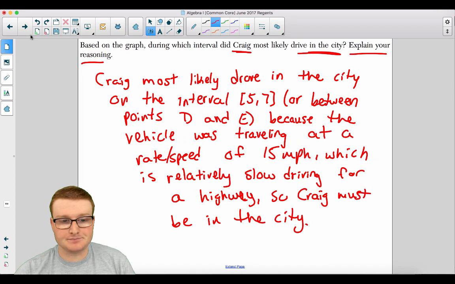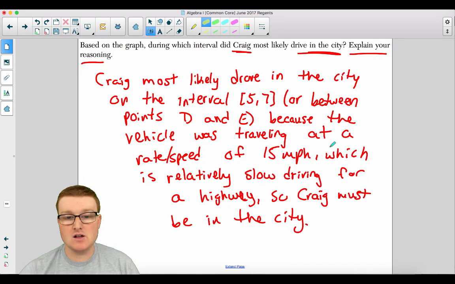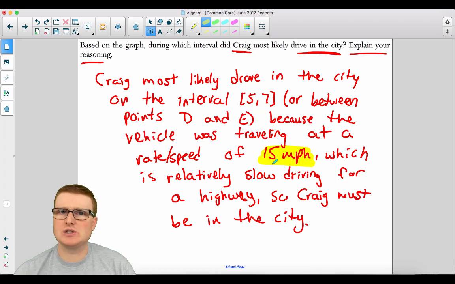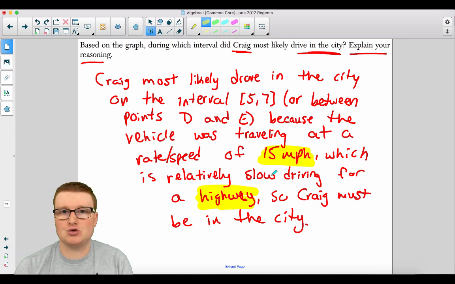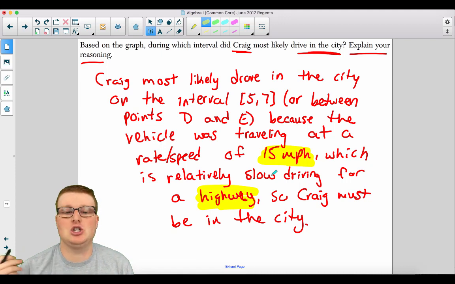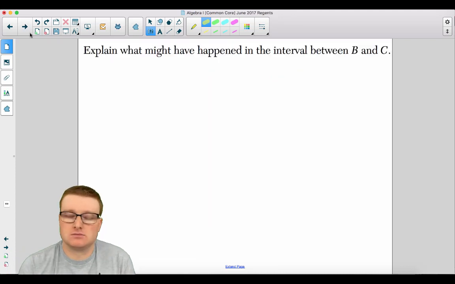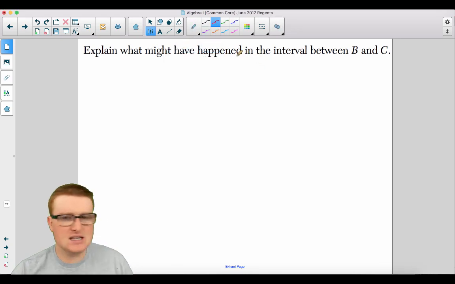Now, let me just reread what I just wrote. Craig most likely drove in the city between points D and E because the vehicle was traveling at a speed of 15 miles an hour, which is relatively slow driving for a highway. So Craig must be in the city. What I don't like about this question is, what if you're on a highway and you hit traffic? I mean, it's a stupid question. I don't like it. But whatever. Okay. Explain what might have happened in the interval from B to C.